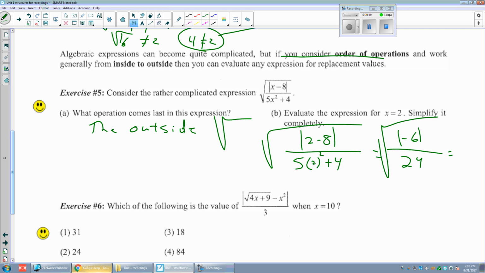Then take the square root. -6 over 24. And then take the square root. 1 over 4. Oh, guess what? Little trick here. You can take the square root of both sides. It is distributed over multiplication. Then it's 1 over 2. Okay.